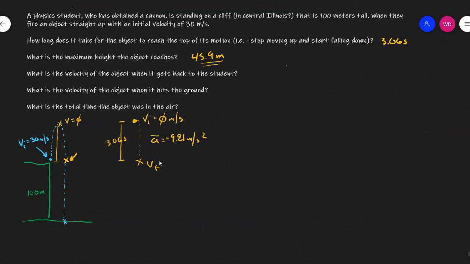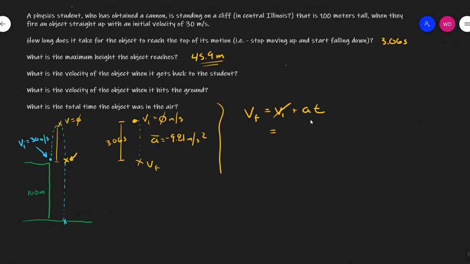Maybe the easiest way to solve for this is just to solve for V final. Using our kinematics equation, V final equals V initial plus acceleration times time. The initial is 0, so we can get rid of that.